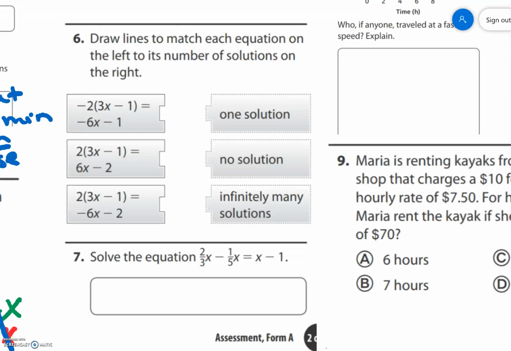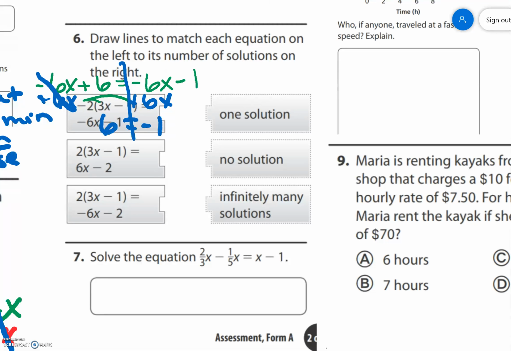Draw lines to match each equation on the left to its number of solutions on the right. Well, I see this one I need to distribute. That's going to give me negative 6x plus 6 equals negative 6x minus 1. If I were to solve for x, I would have to add 6 to both sides. Adding those cancels them out, and I get 6 equals negative 1. Is that true? Never. There is no solution.